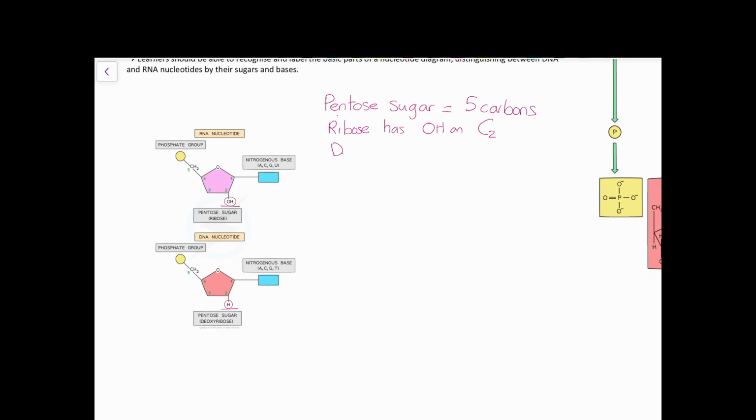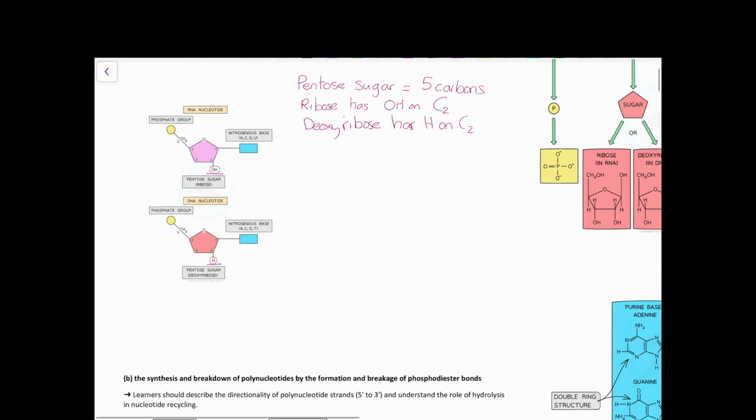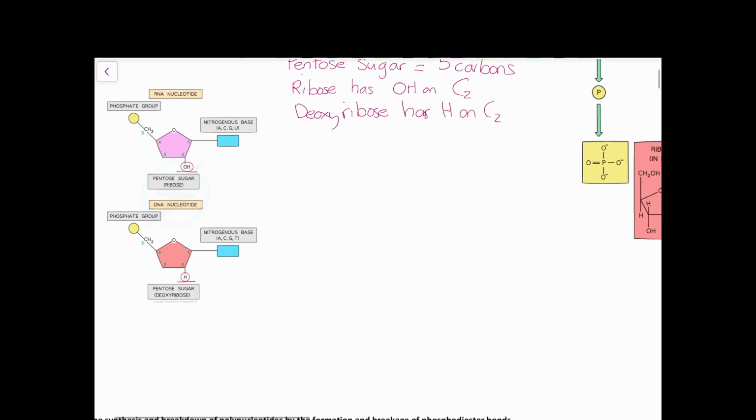And if it's deoxyribose, then it's only got a hydrogen, so it's missing the oxygen, which is where the name comes from. If you think about the way that they bond, which we'll talk about in a bit, using carbons 5 and 3, 2 is really the only one that's available to have anything different about it and still be able to bond the same.